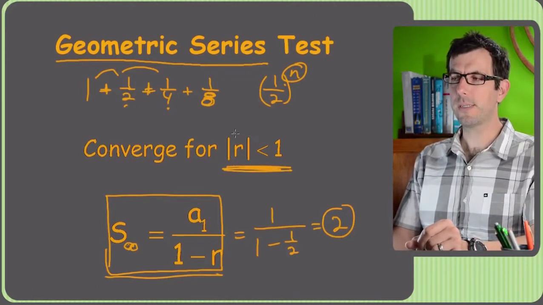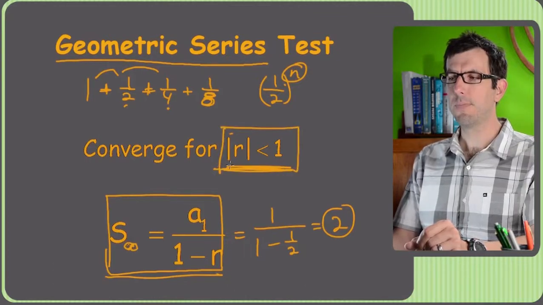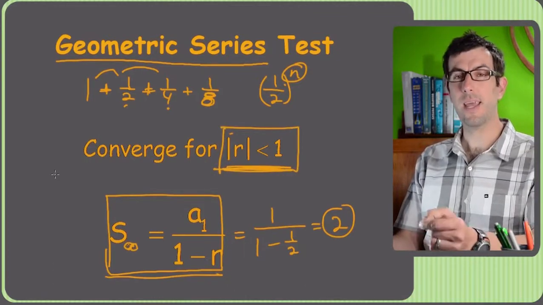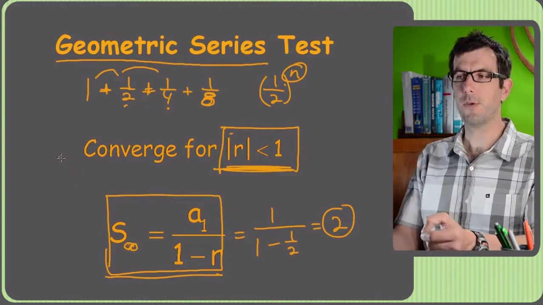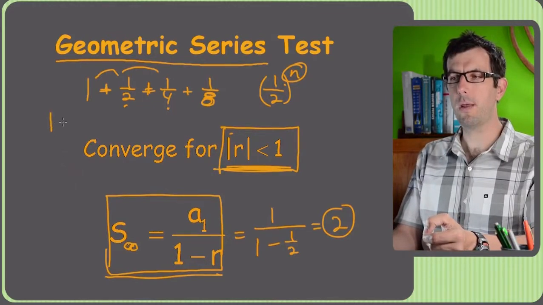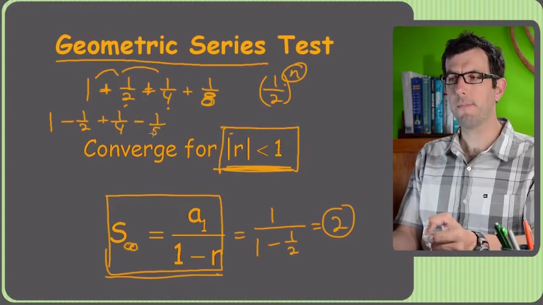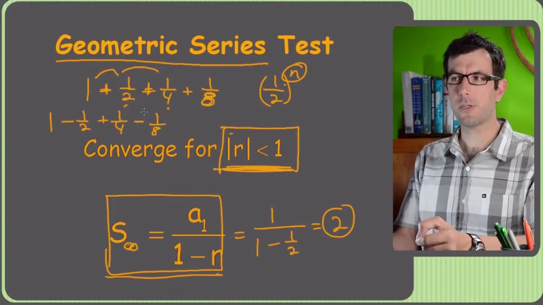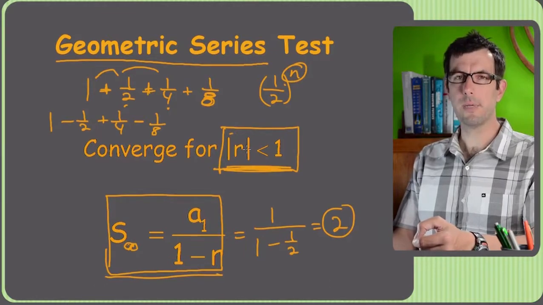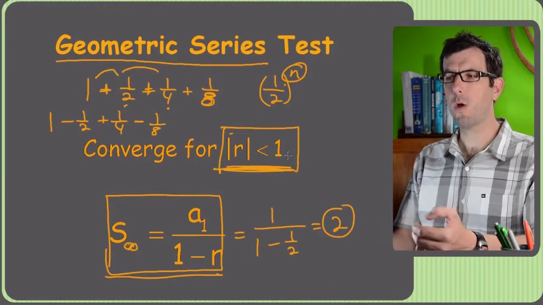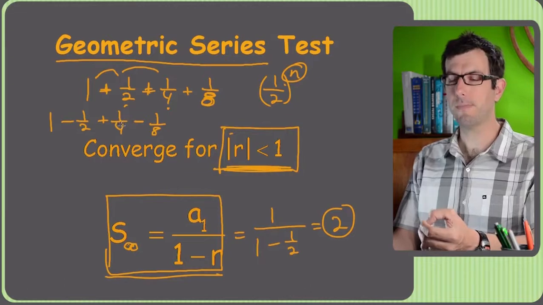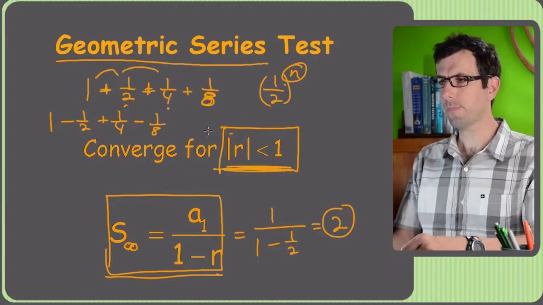And by the way, the reason that this is absolute value of r is because you could have a negative value of r, like negative 1/2. So if we had an r of negative 1/2, it would have gone 1 minus 1/2 plus 1/4 minus 1/8. And this is also going to converge, but again, r needs to be between negative 1 and 1. So r basically has to be a fraction for things to converge.